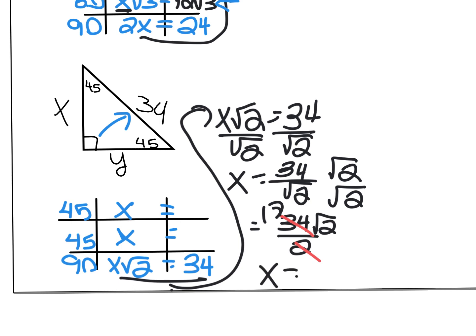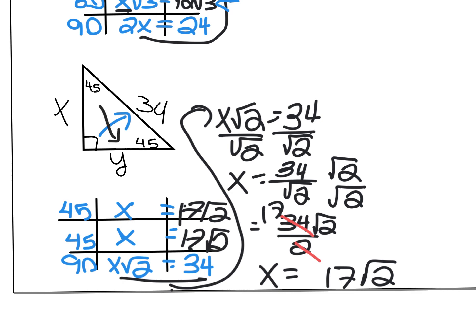So x equals 17 square root of 2. Go back over here. That means x equals 17 square root of 2. So opposite the 45-degree angle is my y, which is opposite the 45. So it's equal to 17 square root of 2. And same with this one, because this is a 45, 45, 90. Therefore, it's an isosceles triangle, so the two sides are congruent. And that's it.